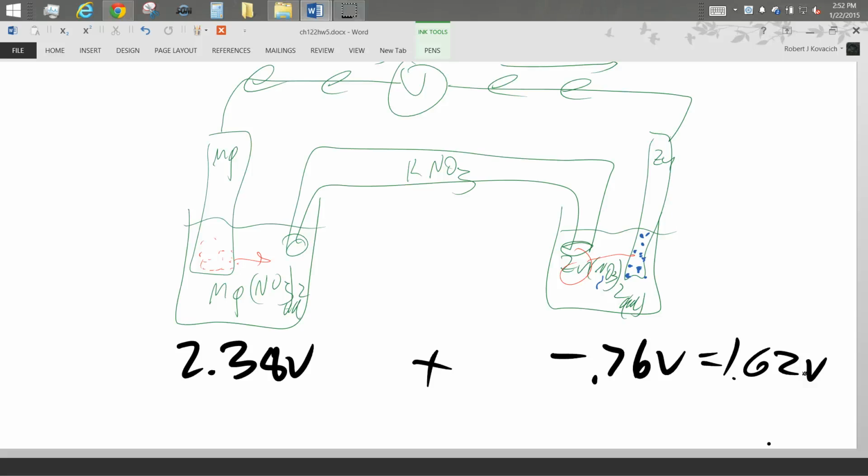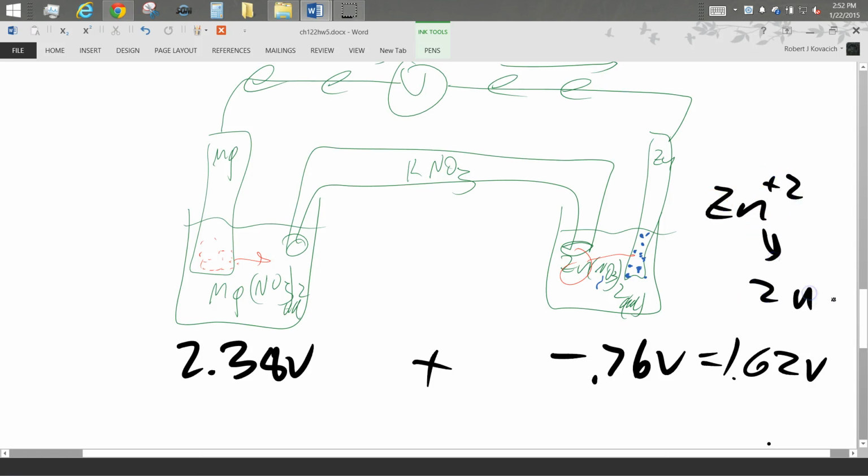Okay, so let's talk about those terms: oxidation, reduction, oxidizing agent, reducing agent. So whose charge went down? The zinc, this guy over here was a zinc +2, and it turned into zinc with a 0 charge, right? So the zinc was reduced.